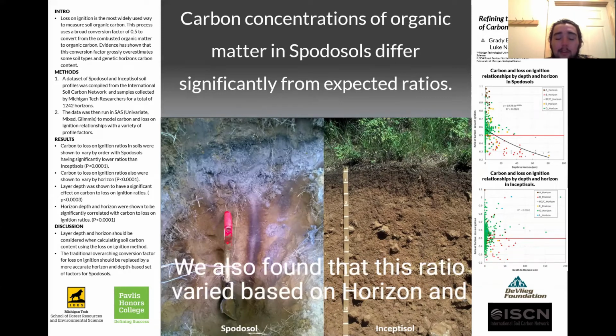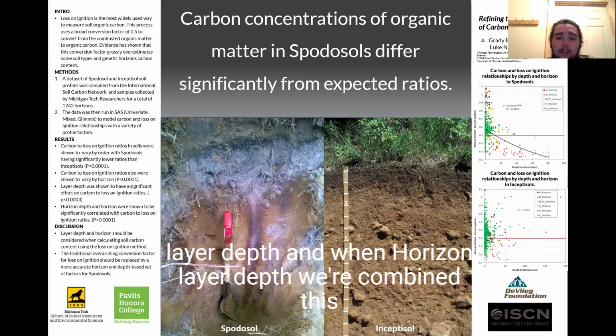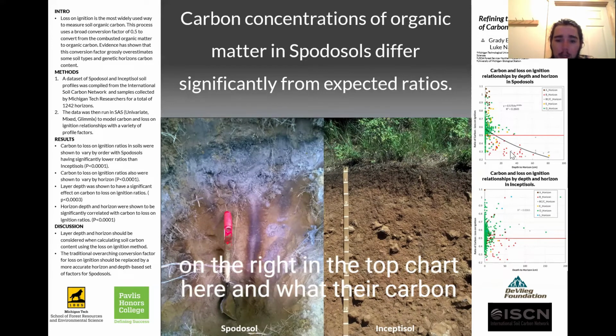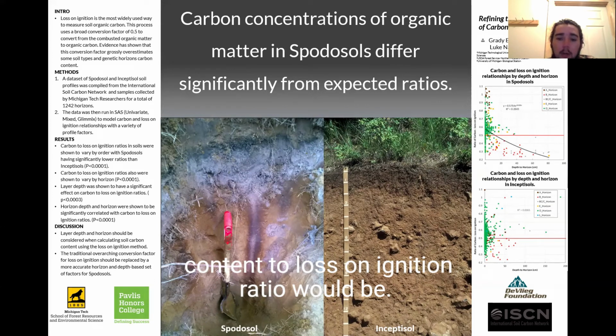We also found that this ratio varied based on horizon and layer depth. And when horizon and layer depth were combined, this became a strong predicting factor for Spodosols, as seen on the right in the top chart here, and what their carbon content to loss on ignition ratio would be.